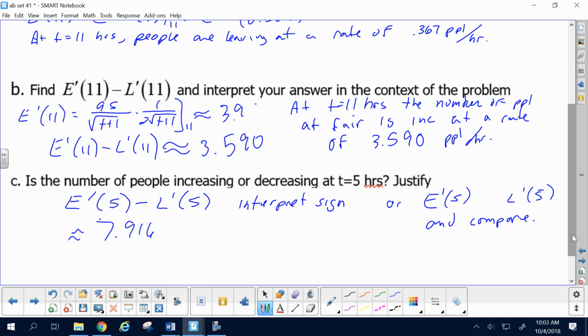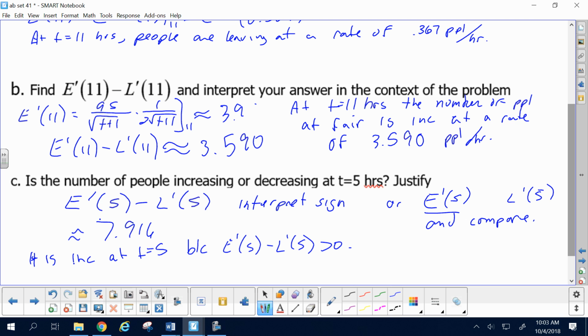If that's staring me in the face, then what does that tell me? Increasing. Okay, you would say the number is increasing at time equal 5, and rather than have the person make the connection, you have to communicate the connection. You would say because E prime at 5 minus L prime at 5 is positive or greater than 0. Either one's fine. Okay? Because the enter rate is greater than the leave rate, which leads me to the other possible explanation.